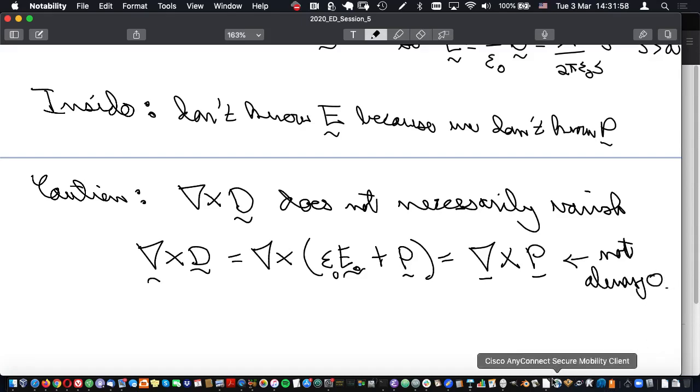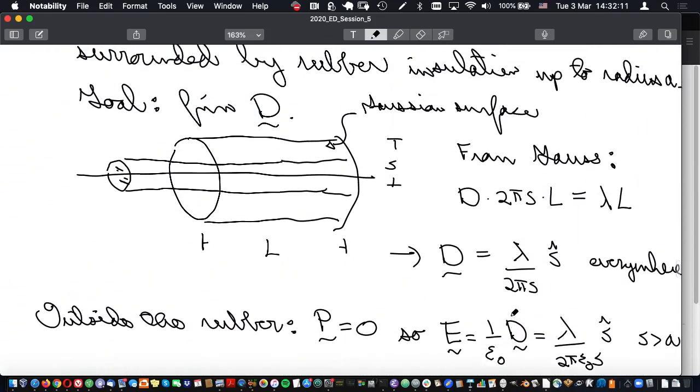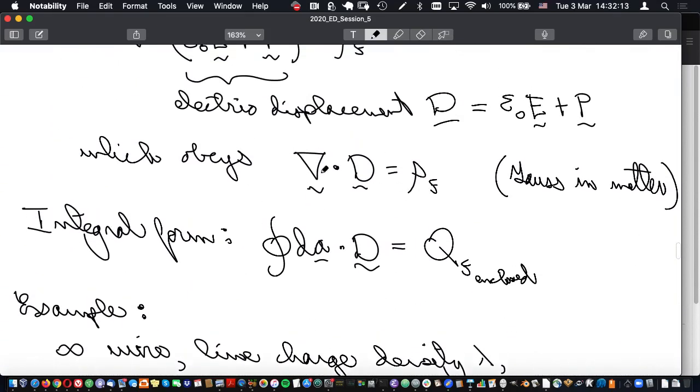So you have to be a little bit careful when you manipulate these things. The displacement field is not exactly like an electrical field. It can sometimes behave in strange ways, but nonetheless, the Gauss equation that we wrote here will always be valid in the case of electrostatics.